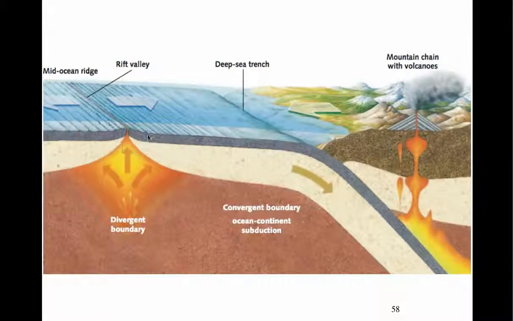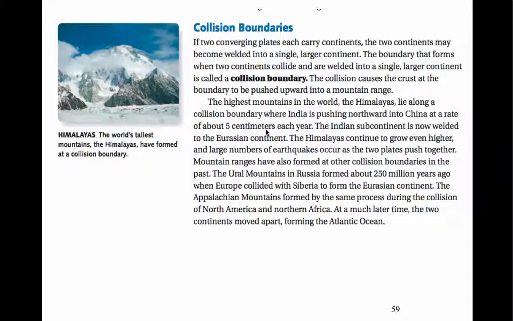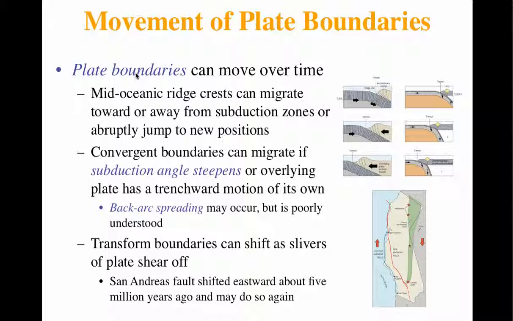When you have an ocean crust subducting underneath continental crust, again you get volcanoes and mountain ranges. You get a trench off here. Here's a picture from your book, and it shows that when you have continent hitting continent, you end up with wrinkles like the Himalayas, which still are growing up at about 2.5 inches or 5 centimeters per year.